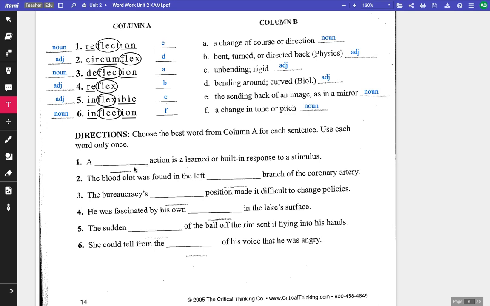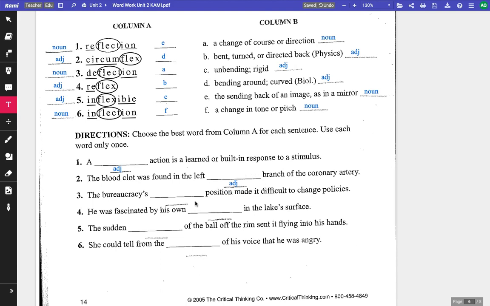All right, let's take a look at these sentences. A blank action is a learned or built-in response to a stimulus. What kind of word do you think should go in that blank? We need an adjective to describe an action. A blank action. Here's the noun. We need an adjective to describe that noun. The blood clot was found in the left blank branch of the coronary artery. What type of word do you think goes in that blank? We need an adjective. It's going to describe what type of branch.